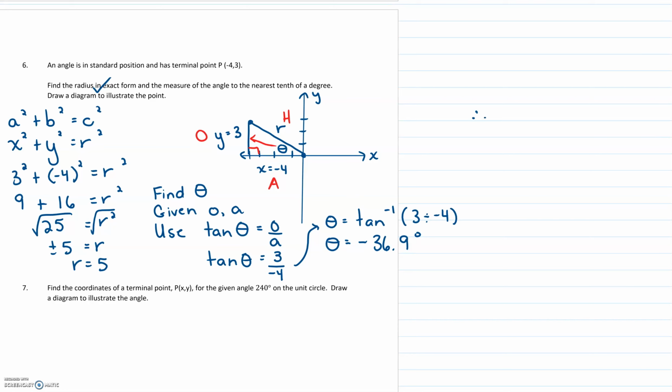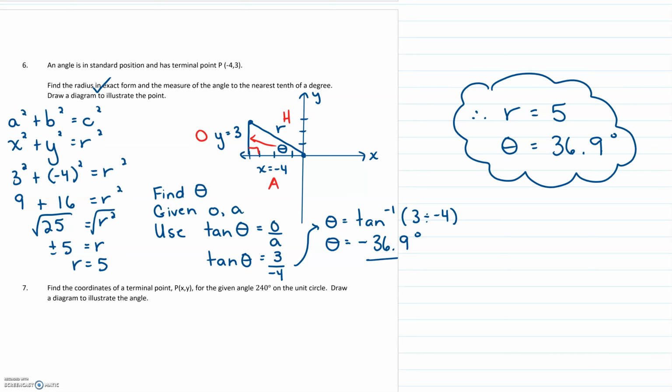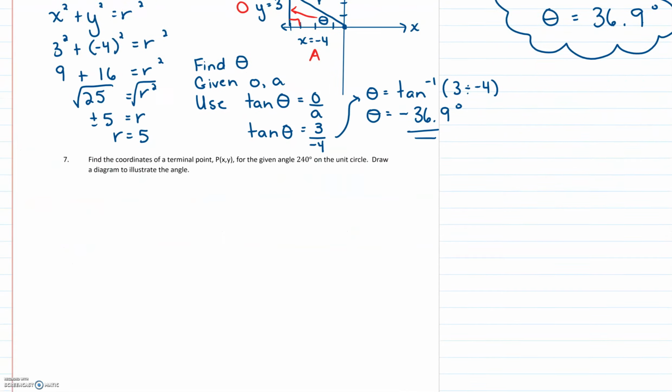Don't forget your therefore statement. This is where most people went wrong. The radius was not really a problem. It's equal to 5. But theta is a positive angle. Angles can't be negative. So you have to make sure that you give me the positive degree for your therefore statement. I know that it gives you a negative answer here, but that's only because of where the angle is. So I need you to realize that 36.9 is a positive angle in your therefore statement.